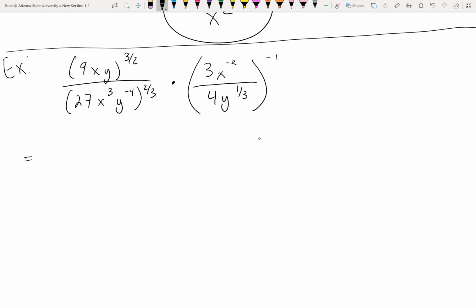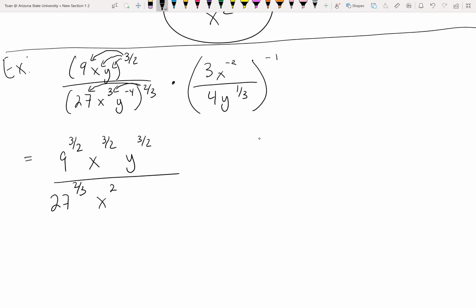Suggestion number 1, break down the parentheses with the power rule. So I'm going to distribute this 3 halves exponent. I'm going to distribute this 3 halves exponent. Distribute y to the 3 halves exponent. I'm going to distribute this 2/3 exponent. 27 to the 2/3. Distribute this 2/3 exponent, x to the 2. Distribute this 2/3 exponent, y to the negative 8/3.